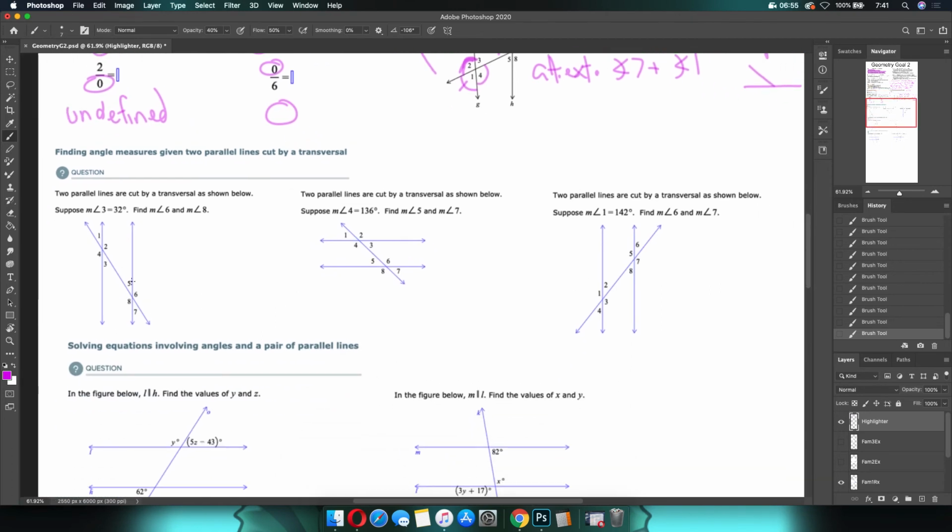We have our transversal. The measure of angle 3 is 32. Find the measure of angle 6 and the measure of angle 8. I think I've said this in a prior video, but just in case, if you see an M in front of an angle symbol, that means measure. So the measure of angle 3 is 32. The measure of angle 6, the measure of angle 8. Now here's the key phrase right here: parallel lines.